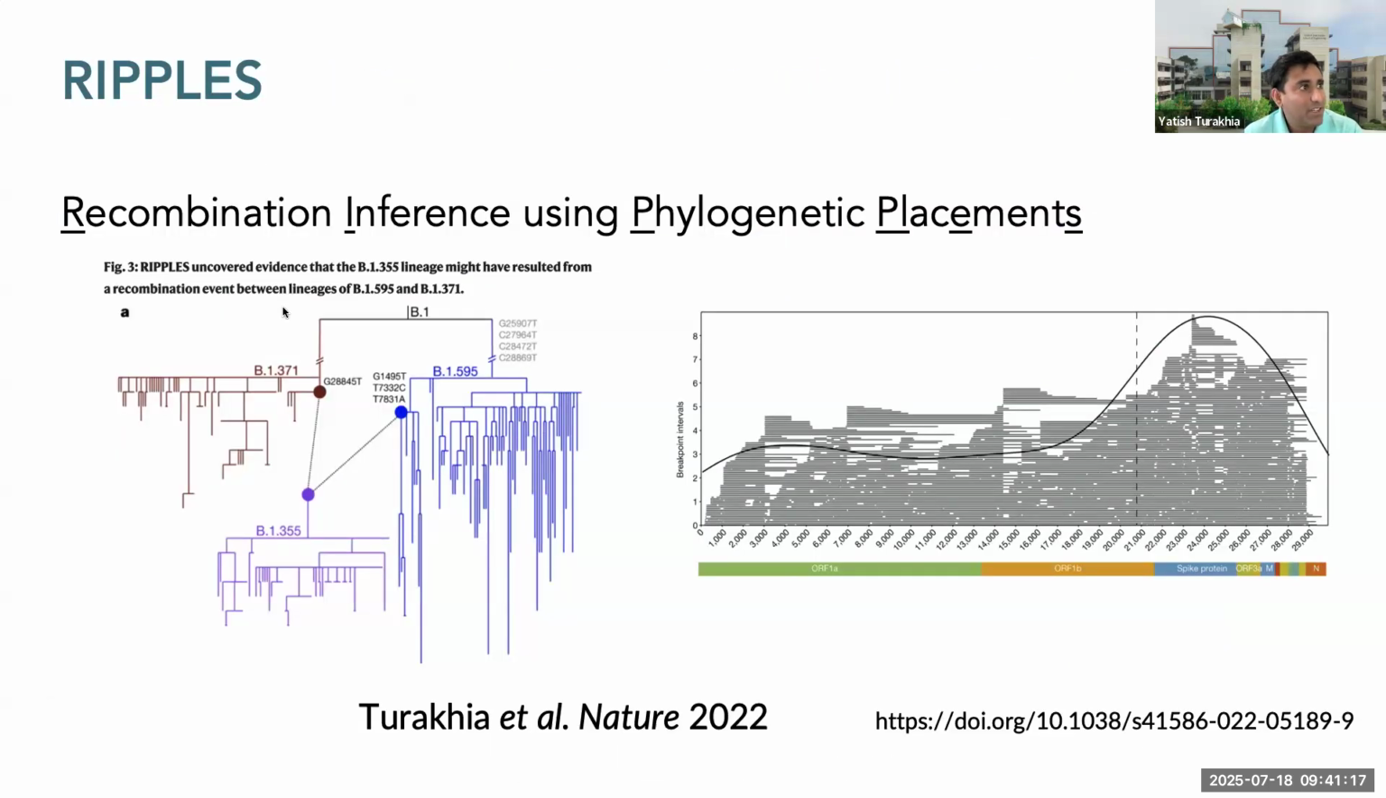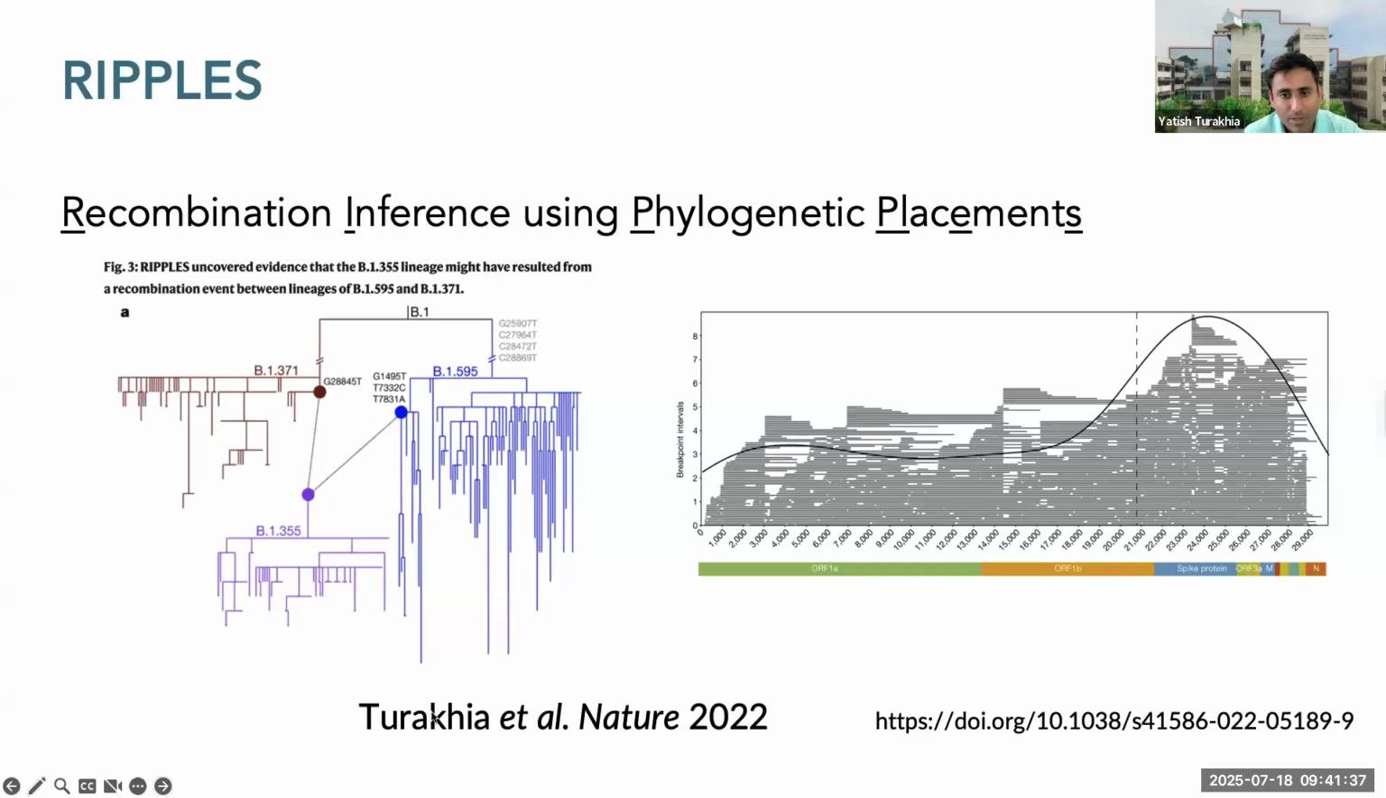Another application which we developed in my lab with my students, as well as in collaboration with Russ Corbett-Detig, is that of RIPPLES. This is a tool which essentially identifies SARS-CoV-2 recombinants directly from the UShER tree.